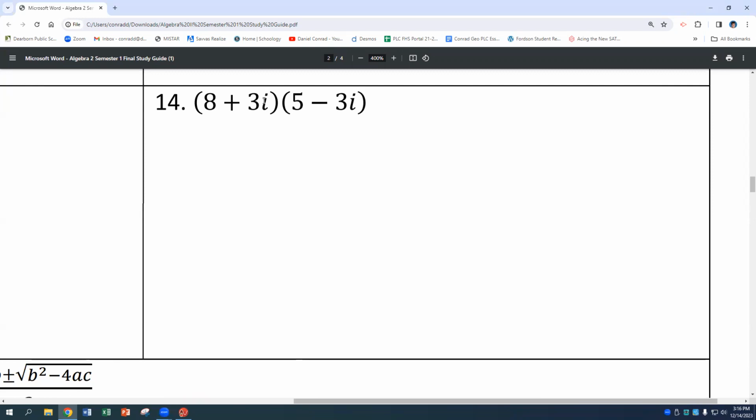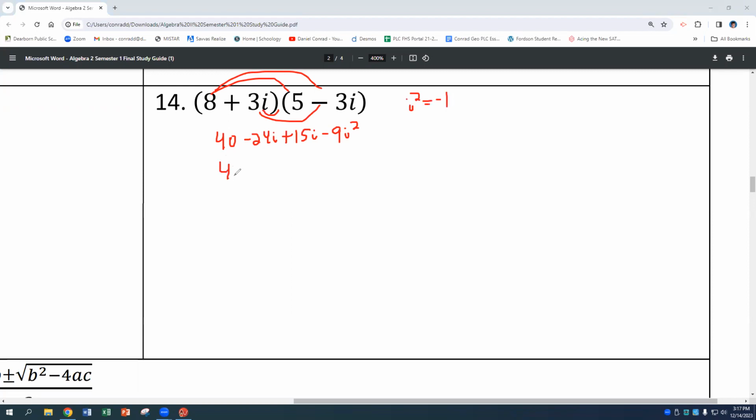All right, 14, we distribute. 8 times 5 is 40. 8 times negative 3i is minus 24i. Then 15i, and then minus 9i squared. Okay, for i squared, again, i squared is equal to negative 1.